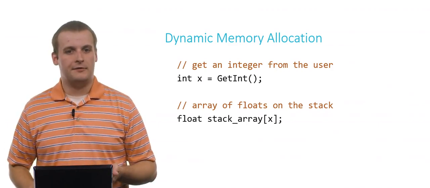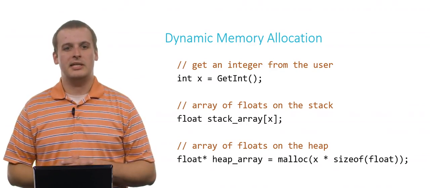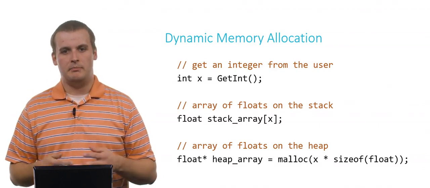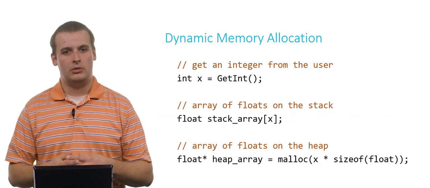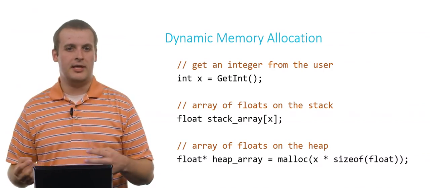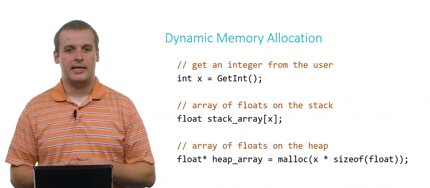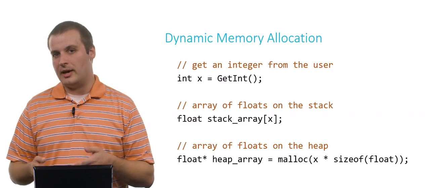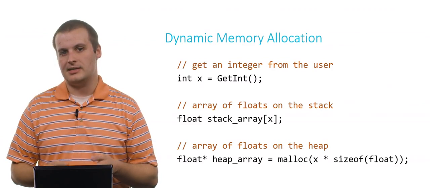Well, we can create an array of floats that lives on the heap, too. The syntax might look a little more cumbersome, but we can say float star heap array equals malloc x times the size of the float. I need enough room to hold x floating point values. So say I need 100 floats or 1,000 floats. In that case, it would be 400 bytes for 100 floats, or 4,000 bytes for 1,000 floats, because each float takes up 4 bytes of space.